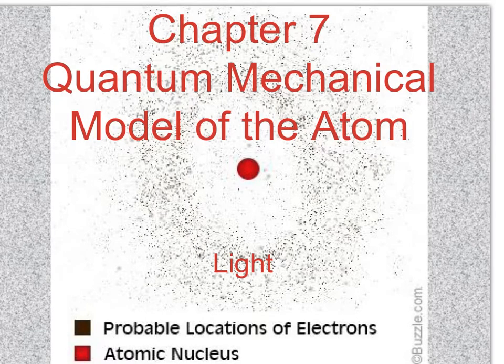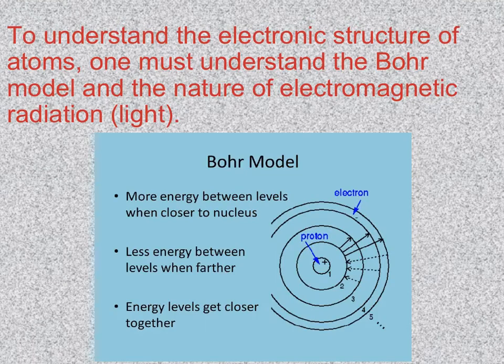This is the second lecture from Chapter 7, and this lecture will focus on the properties of light and how we use those properties to give us information about the electron. I'm going to start off with really what we talked about in the last lecture, and that is the Bohr model. I had mentioned in the last lecture that Bohr's model was probably the first concrete step toward development of the quantum mechanical model of the atom.